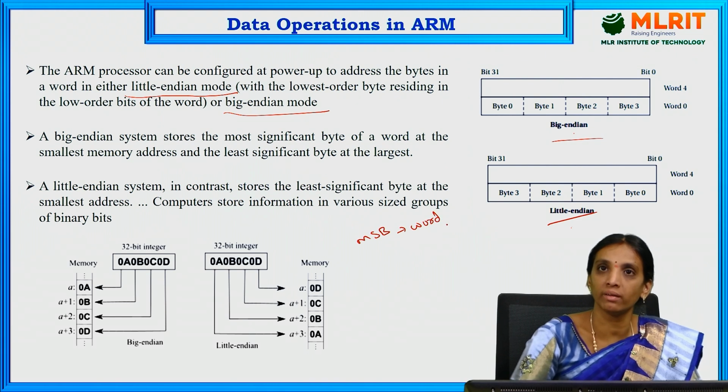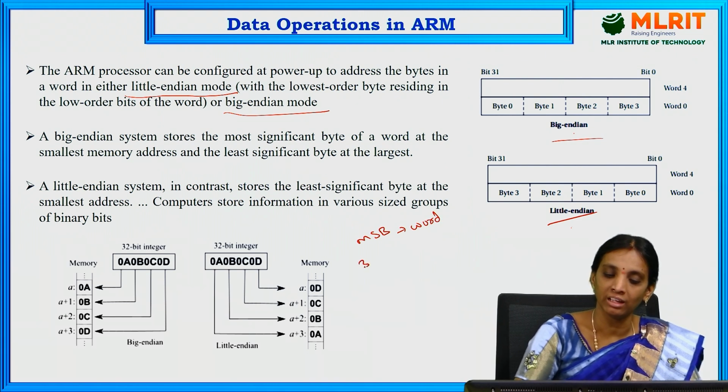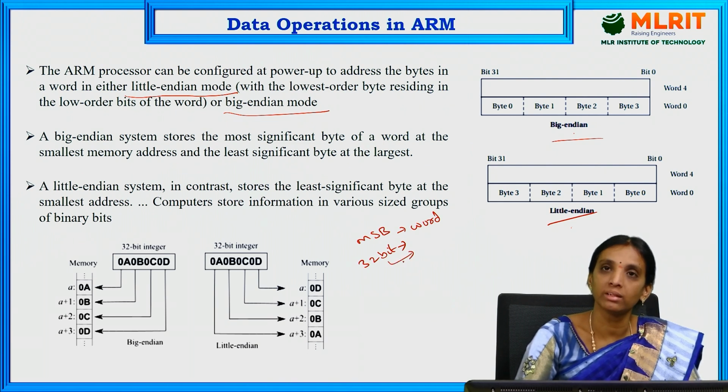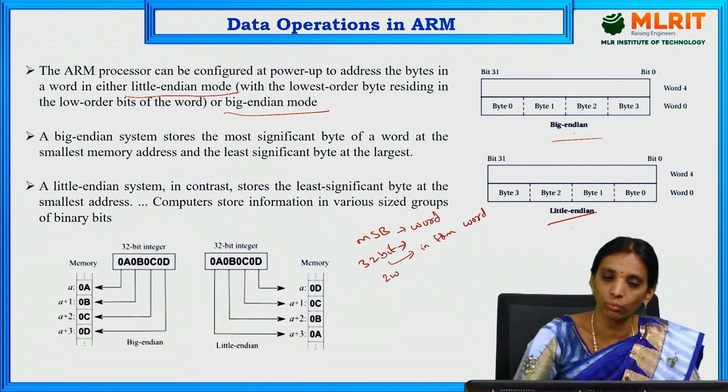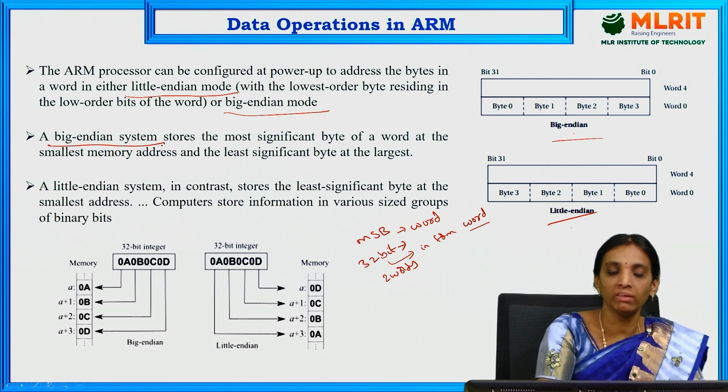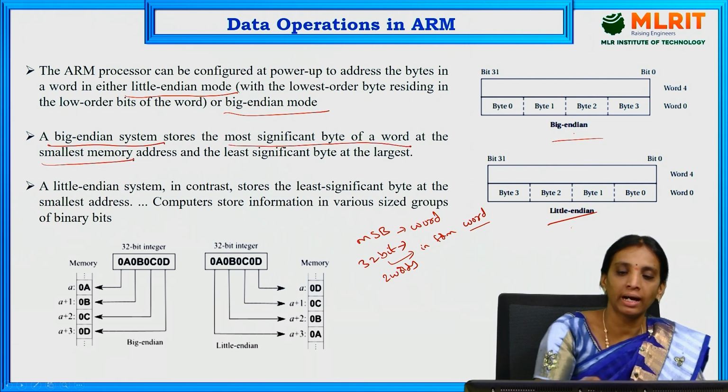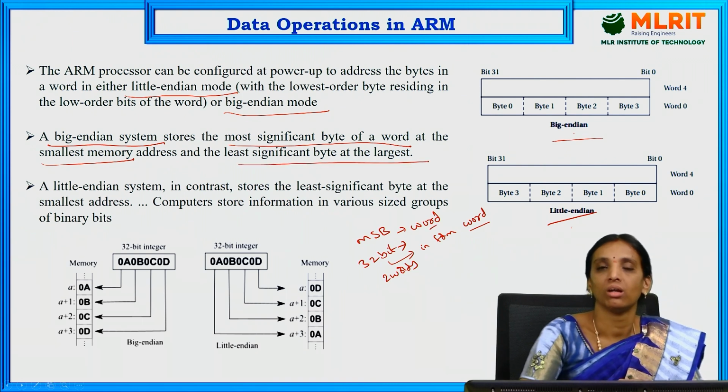We have already discussed that the ARM processor is a 32-bit processor. So 32-bit processor means the data will be stored in the form of words, not in the form of bits or bytes. So byte means 8-bit, word means 16-bit. Here it consists of 2 words. In the word format, the big endian system stores the MSB of the word at the smallest memory and the LSB of the word in the largest memory.